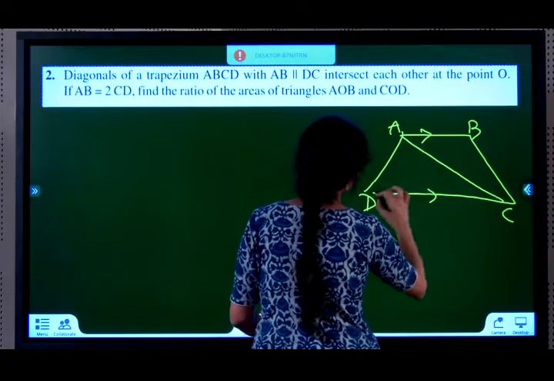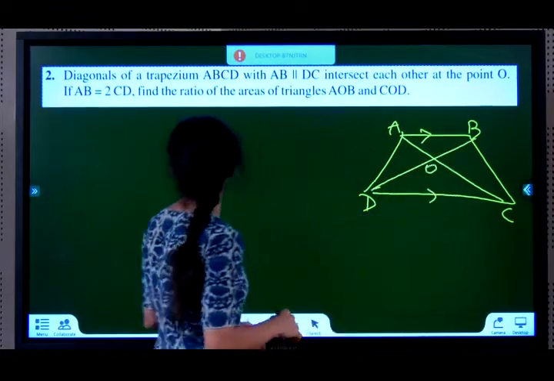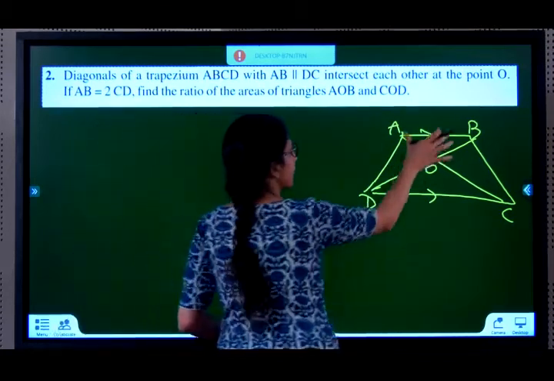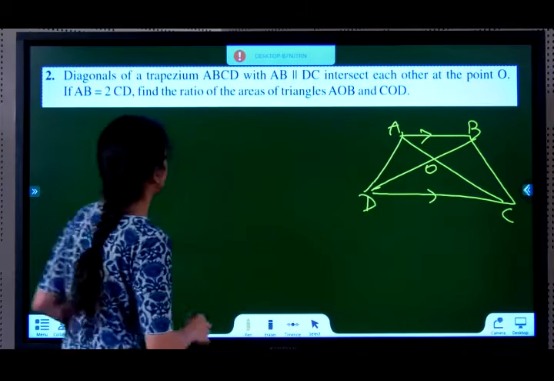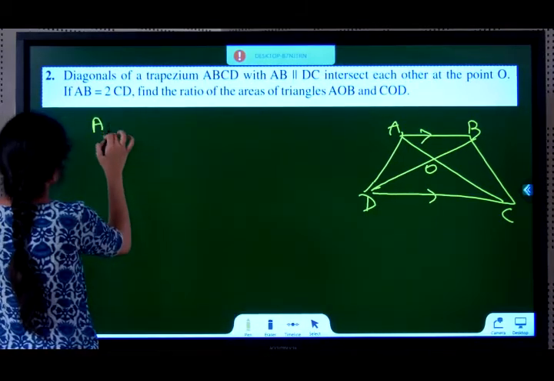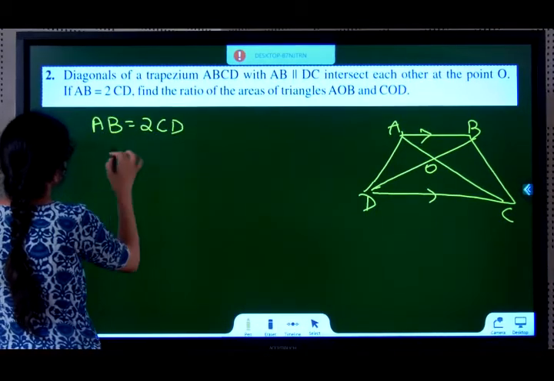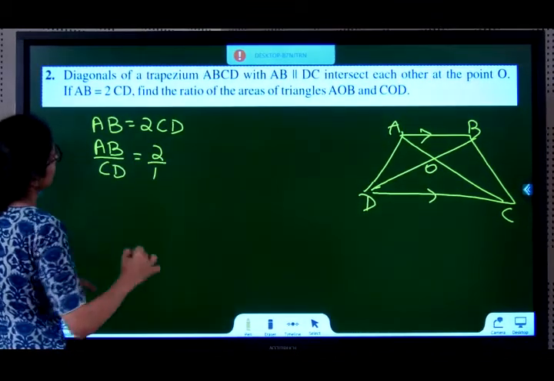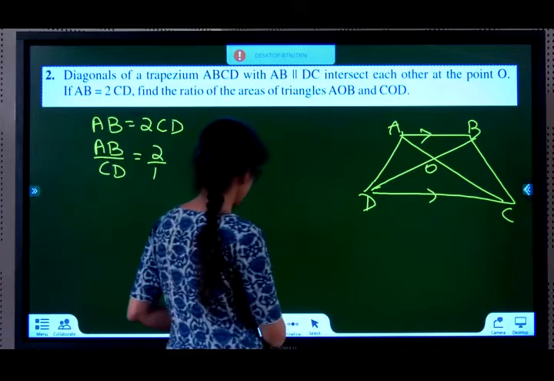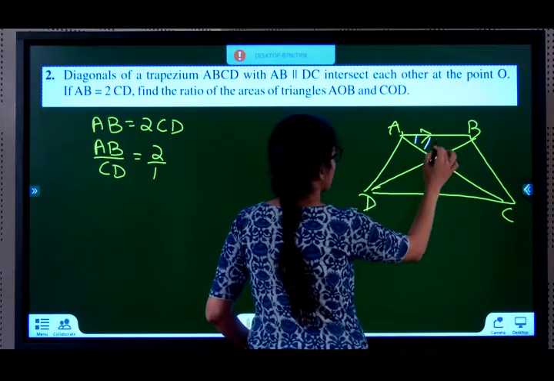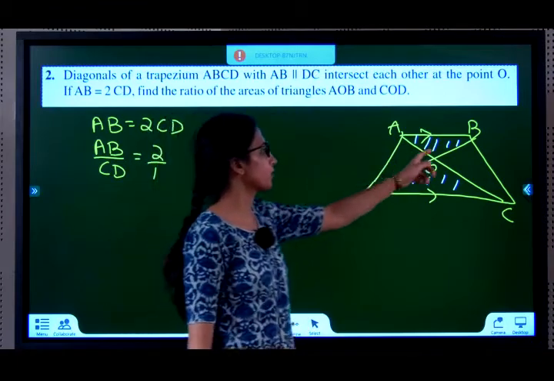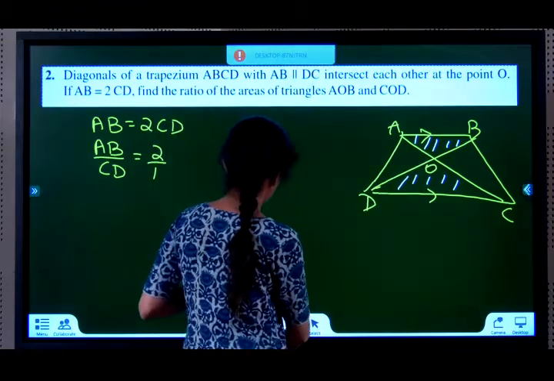Question 2. Diagonals of a trapezium ABCD with AB parallel to CD intersect each other at O. If AB is equal to 2 times CD, or AB by CD is 2 by 1, find the ratio of the areas of triangles AOB and COD.